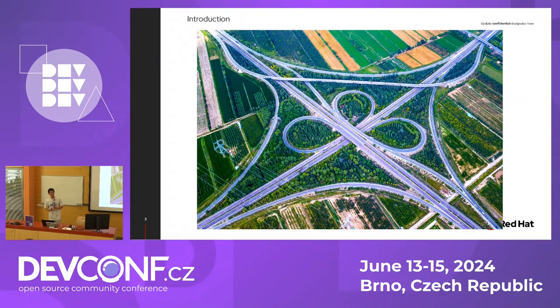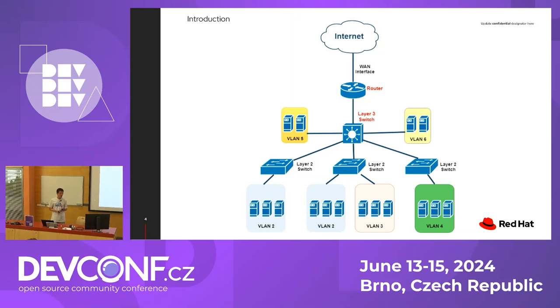So this is a real bridge in the real world. The bridge connects to each endpoint, and the cars can go through it to anywhere. In the network world, we have some physical switches, like layer two switches and layer three switches, and the routers. They connect our networks.